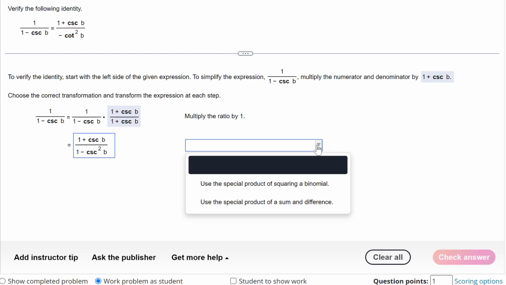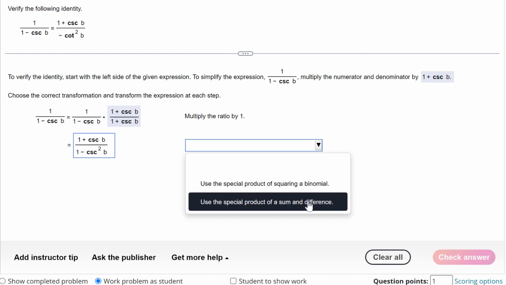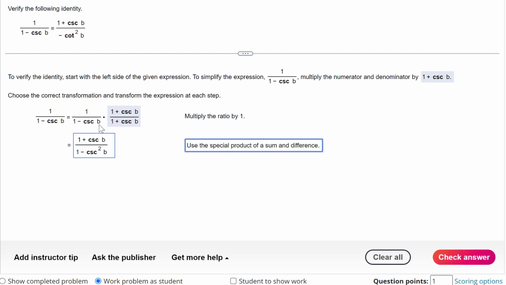What did we just do? How did we do this? Let's see, did we square a binomial? I don't think so. That would be a binomial times itself. We must have used a special product of a sum and difference. Oh, sure enough, because we had a difference and then a sum here, and we multiplied those two together.